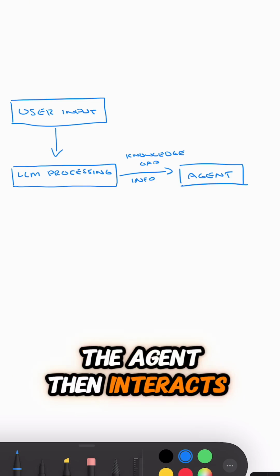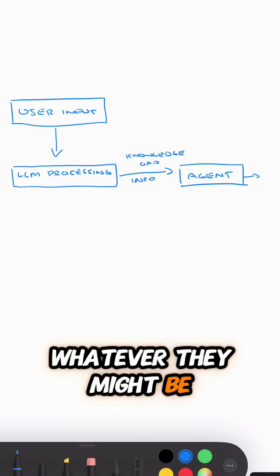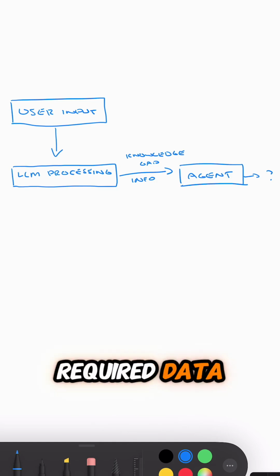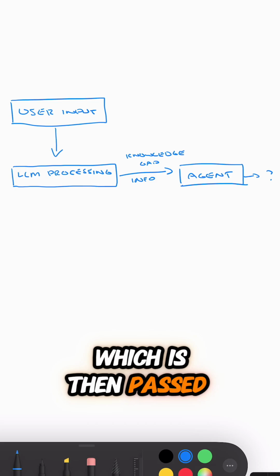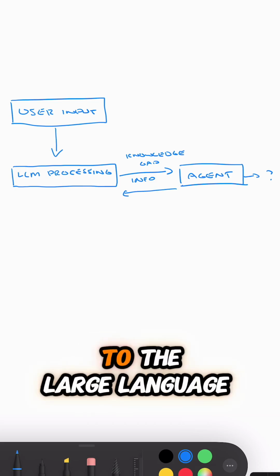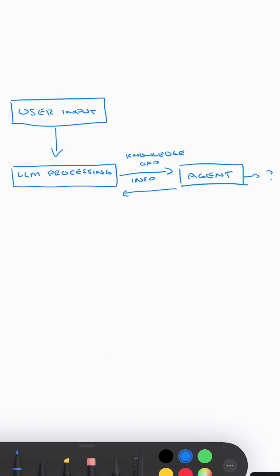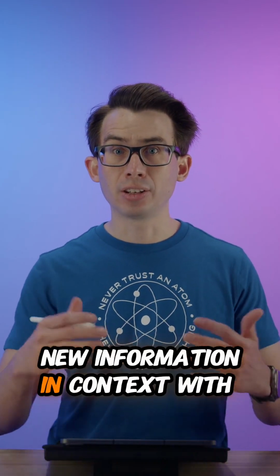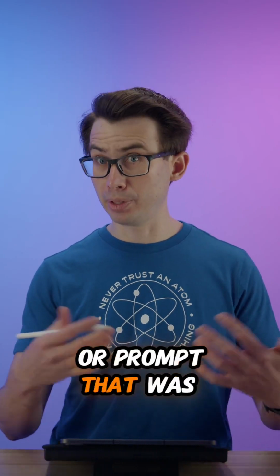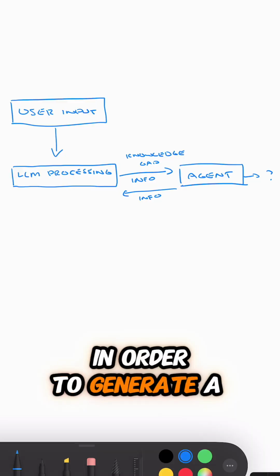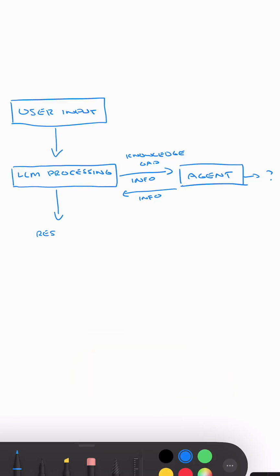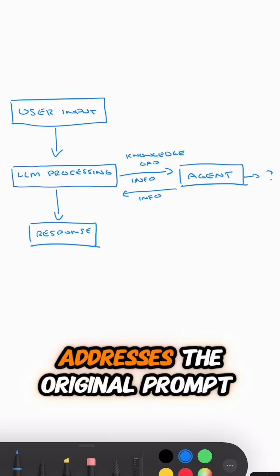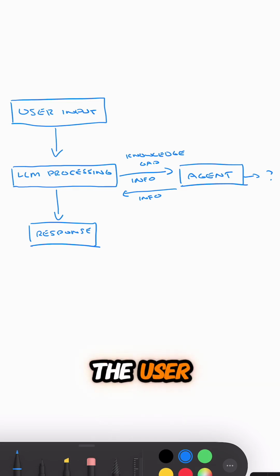The agent then interacts with external services, whatever they might be, in order to gather the required data, which is then passed, or we say relayed back, to the large language model. The large language model processes this new information in context with the original query or prompt that was passed in order to generate a response. And that response hopefully addresses the original prompt that was provided by the user.